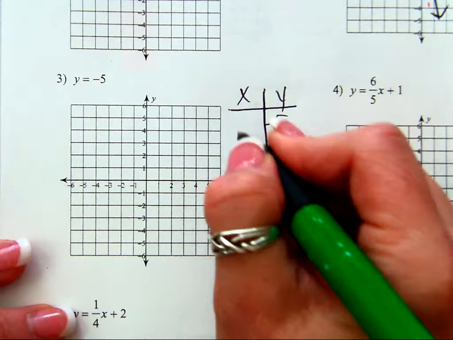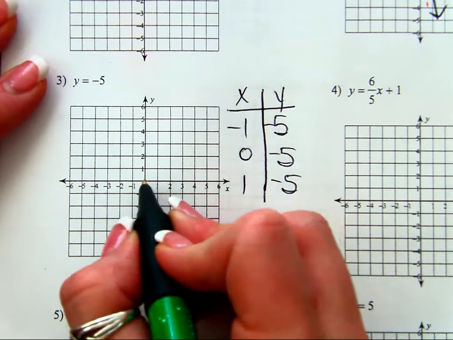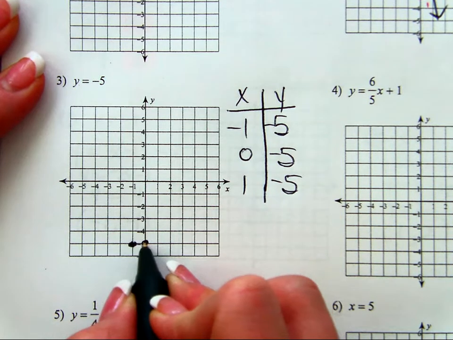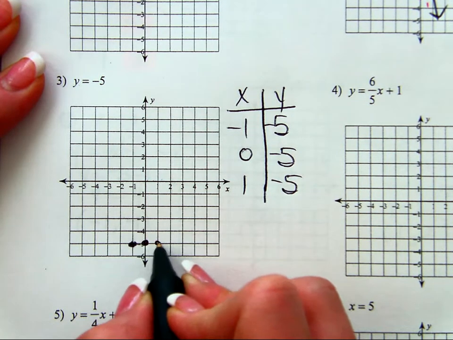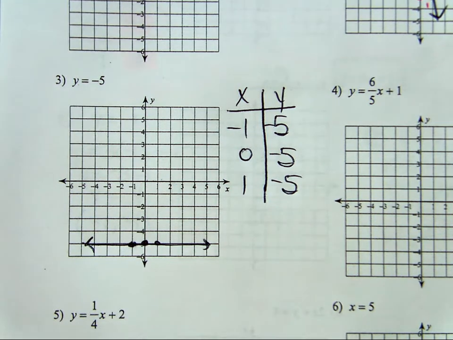And you can pick whatever you want. You can still use negative 1, 0, 1. And when I go to plot this, negative 1, negative 5, 0, negative 5, and positive 1, negative 5, that's the line that I expected. It has a slope of 0, and it's a horizontal line going through the y-axis, right? So follow me now to number 6.